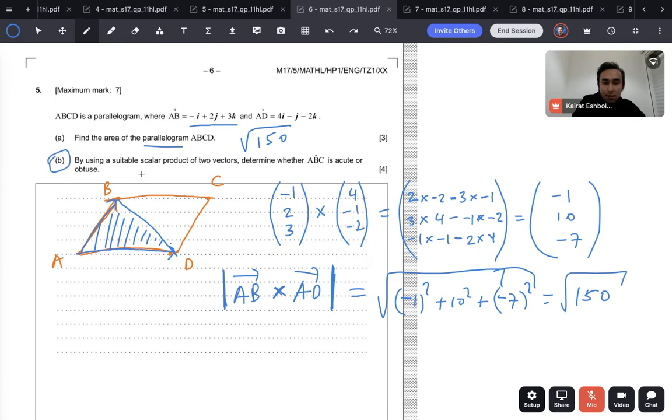Okay, part B, by using a suitable scalar product of two vectors. Now they're saying scalar product. Well, I will explain what that means, okay? Scalar product. Determine whether angle ABC is acute or obtuse. So angle ABC, where is the angle ABC? Angle ABC is this one, right?